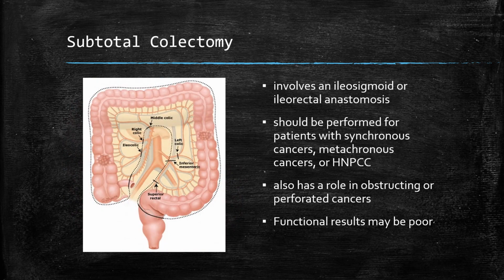A subtotal or abdominal colectomy is a very valuable operation for the abdominal surgeon to have in his or her toolbox. It's going to require an anastomosis to the sigmoid or rectum. When would you ever consider doing this? Well, there are many indications. Patients with synchronous tumors, a patient who develops a metachronous cancer, or the Lynch syndrome patient that we talked about earlier.